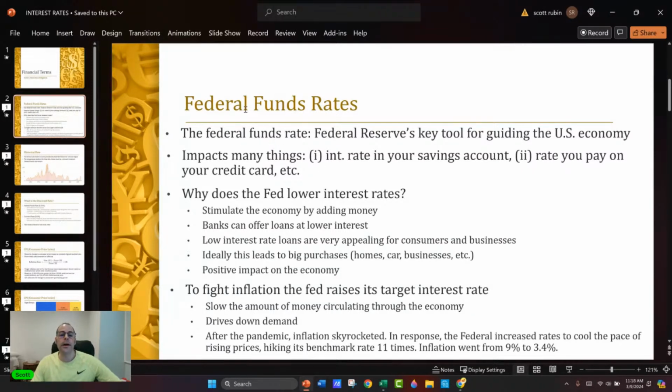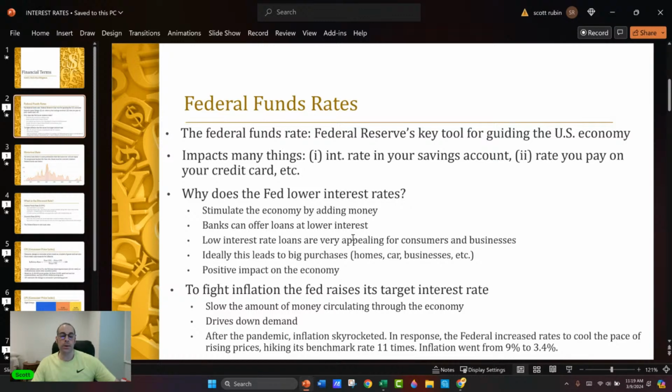So when the Fed adjusts the Fed funds rate, that affects a lot of things, like the interest rate in your savings account, the rate you pay on credit cards. If you want to get a mortgage for your home, it's all tied to the Fed funds rate. So usually the Fed lowers the rates, and the reason they lower it is to stimulate the economy, because when they lower rates, it adds money to the economy.